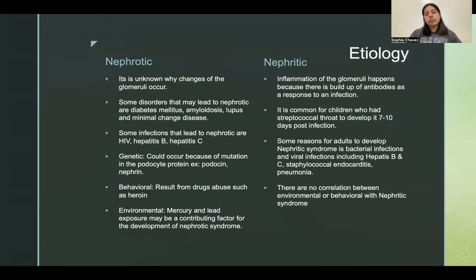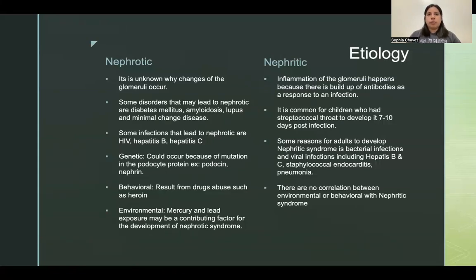Behavioral, there could be drug abuse that can be linked to nephrotic, such as heroin. As for environmental, mercury and lead exposure may be a contributing factor to the development of this syndrome. And for nephritic, inflammation of the glomeruli happens because there is buildup of antibodies, such as a response to an infection. It is common for children who have had strep throat to develop it 7 to 10 days post-infection.